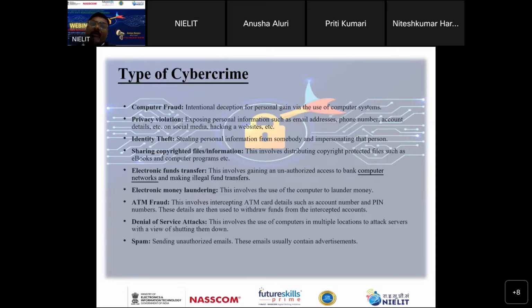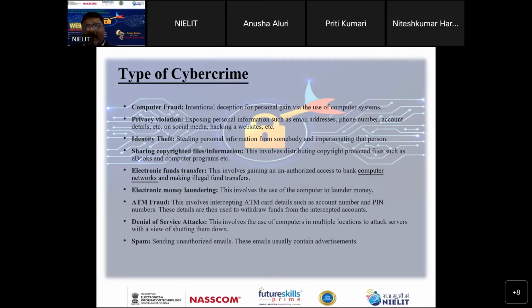So, what are the different types of cyber crime? Computer fraud is intentional deception for personal gain by the use of a computer system. Privacy violation is exposing personal information such as email addresses, phone numbers, account details, etc. on social media, hacking a website, etc. Identity theft is stealing personal information from somebody and impersonating that person.